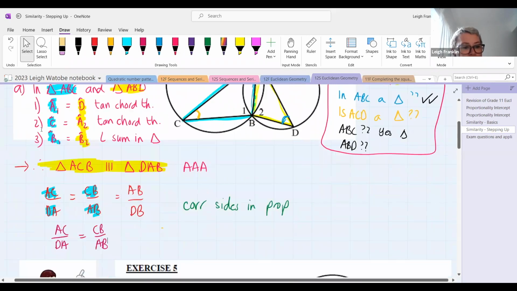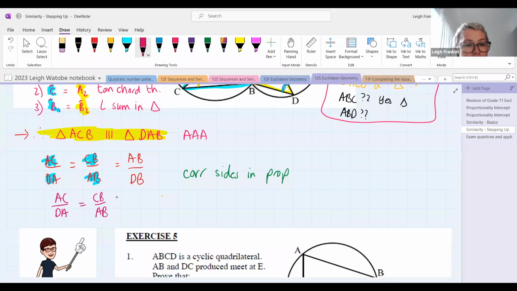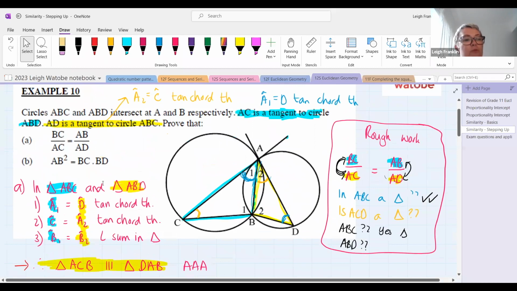So they wanted BC over AC. All right, so what they are doing here is they're putting one numerator over the other numerator. So BC over AC. So I'm putting this numerator over here over that numerator over there. This is going to be equal to this denominator, AB, over that denominator over there, AD. All right, and now we've proved it.